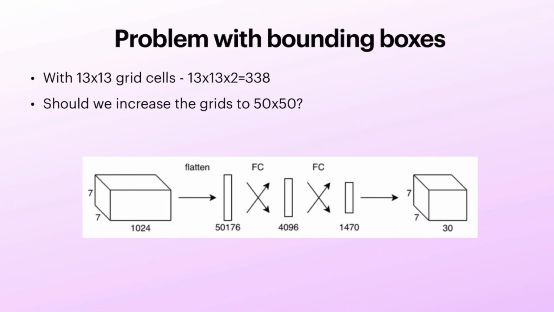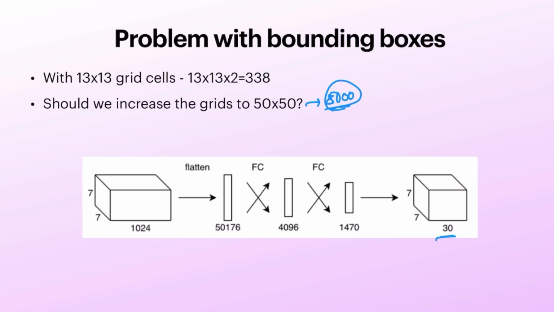Should we make the grid cell 50 by 50 from 13 by 13? How many will we get if we make it 50 by 50? If I make 50 by 50 and each grid cell has 2, I will get 5000 boxes. Okay, 5000 is at least equal to or near Fast RCNN, right? But if I want to predict these 5000 boxes, how much should I get?